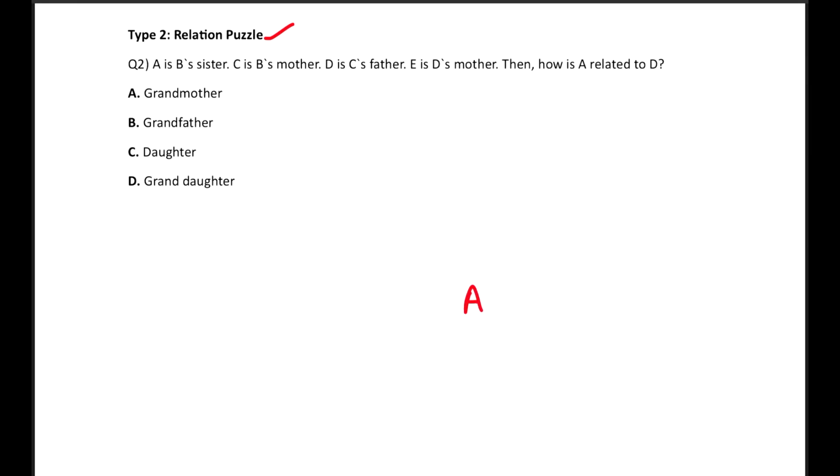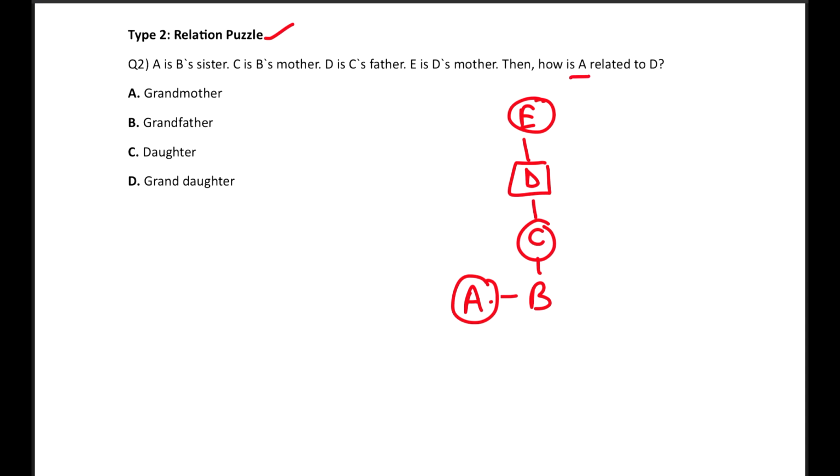A is B's sister. So A's gender is clear, but B's gender is not clear. C is B's mother. So C's gender is clear. D is C's father. So D is also clear. And E is D's mother. So E is also clear. The only person whose gender we don't know is B.